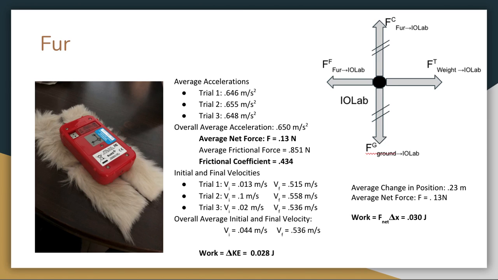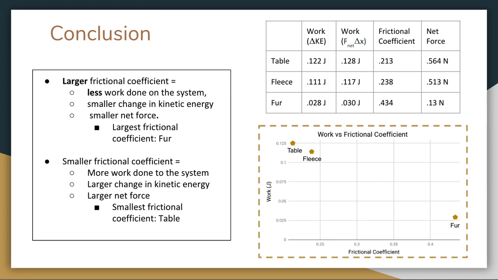For our final set of trials, we pulled an IOLAB across fur patches. This fabric probably resulted in the most amount of error, as the fur was not in a single continuous piece of fabric as with the other 2, but our resulting velocities and accelerations were not extremely off the expected value. We predicted that the fur would have the largest frictional coefficient with the smaller force and least amount of work done to the system. Our calculated average work for fur resulted in 0.029 joules.